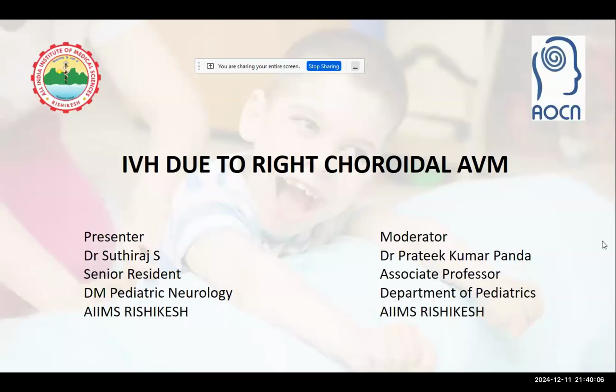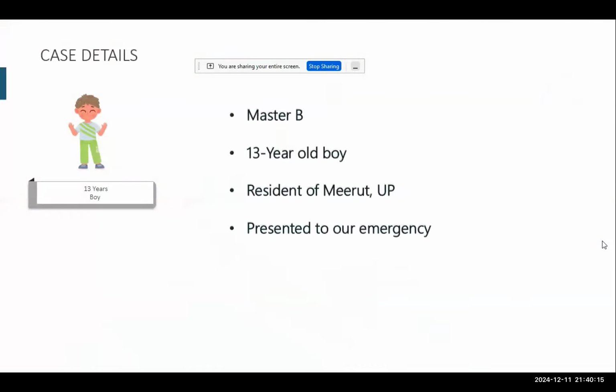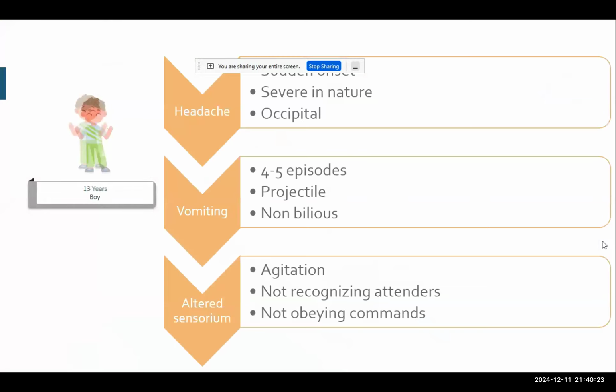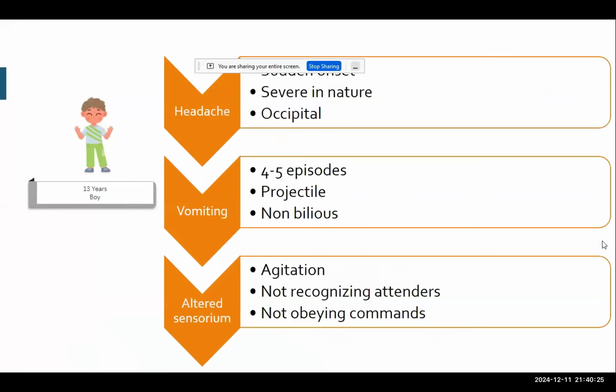So, good evening, everyone. Today, I will be presenting a case of intraventricular hemorrhage due to right choroidal AV malformation under the guidance of Dr. Pradeep Kumar Panda. Master B, a 13-year-old boy hailing from Meerut, UP, presented to our emergency with complaints of headache, sudden in onset, severe, starting in the occipital region and radiating to the front. It was associated with 4 to 5 episodes of projectile, non-bilious vomiting, and the child also had altered sensorium in the form of excessive agitation, not recognizing the attenders and not obeying commands.